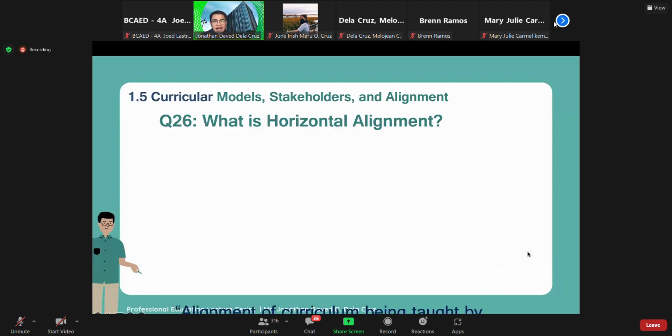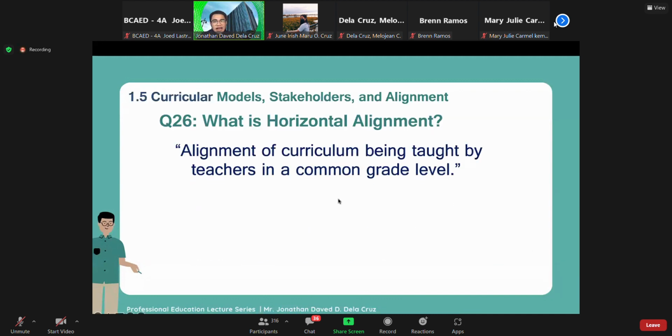Now let's go to horizontal alignment. So horizontal alignment naman, alignment of curriculum being taught by teachers in a common grade level. So example, kagaya na nabanggit ko kanina sa isang year level, sa fourth year or grade 10, ino-offer si economics, ino-offer din topic on economics, topic in formal writing sa English, and topic on entrepreneurship naman sa TLE. So yung product development, i-grade ng TLE teacher, yung business plan writing si English teacher, yung market analysis naman si economics teacher.